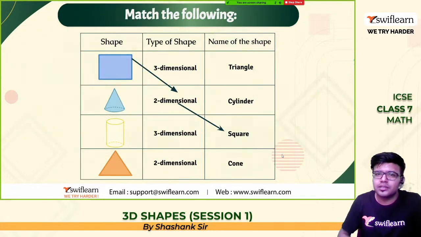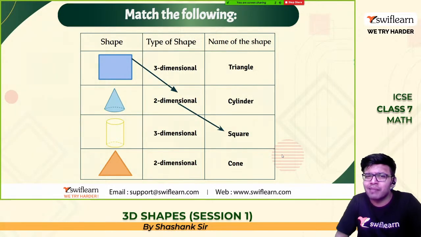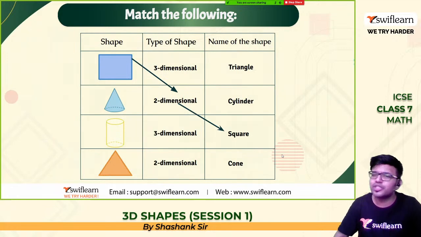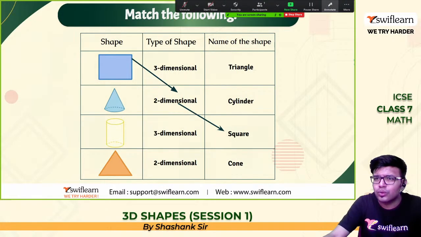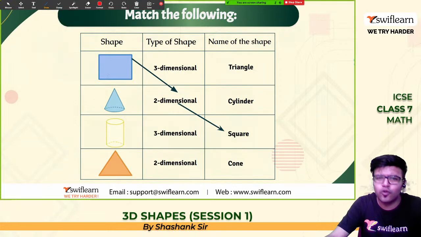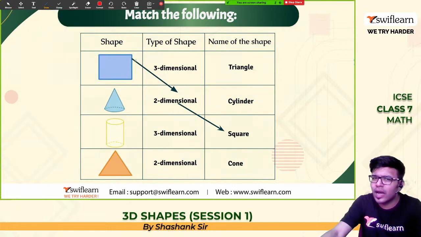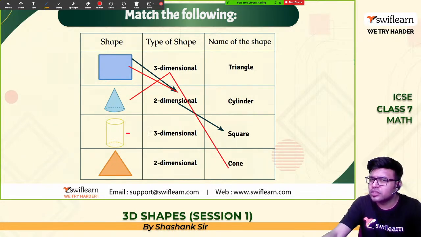Yes. Now match the following shapes. Which shape is this? Let us match the following. Now this shape is a square. It is a two-dimensional object. We have marked it already. This is a cone. It is a three-dimensional object. And this is a cylinder, a three-dimensional object.